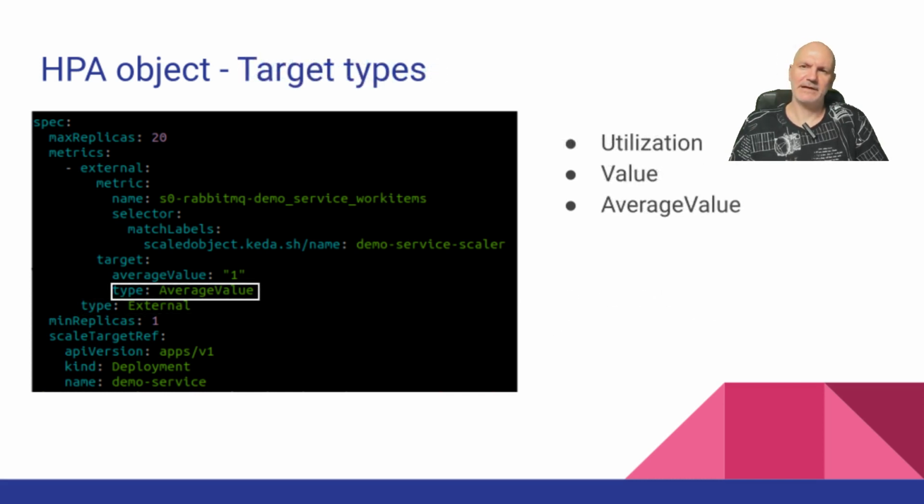Target type defines the nature of the specified threshold number. For each target type, the HPA controller calculates the required replicas from the metrics value in different ways. There are 3 target types: utilization, expressed as percentage and used exclusively for container resource and resource type metrics; value and average value target type.